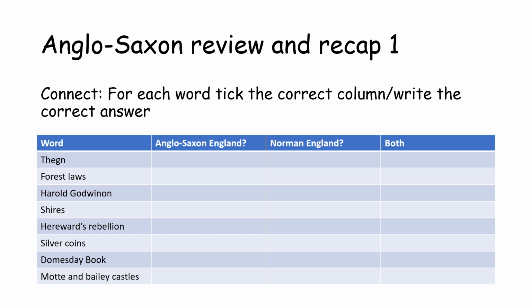And then the connect task, as you can see here: for each of these words, tick the correct column. So if you want to draw it as a table, you can, or just write the correct answer. For example, the first word, thane: would you find a thane in Anglo-Saxon England, in Norman England, or in both? The correct answer for that one is Anglo-Saxon England. So if you're drawing a table, you would just put a tick in Anglo-Saxon England, or if you want to just write the word thane and next to it write the word Anglo-Saxon. Okay, so pause the video and have a go at those tasks.